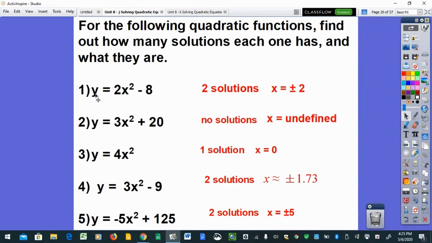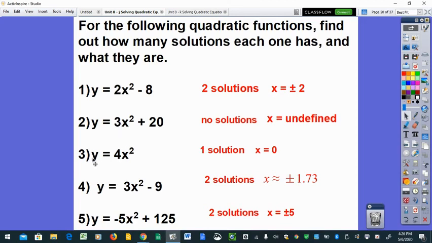In the first case, and in all of these, you're going to put a 0 in for y to represent the x-axis, and then you're going to solve the equation. You would have added 8 and divided by 2 and would have had x squared equals 4. When you take the square root, you should have gotten plus or minus 2, and there would be 2 solutions. Here, you would have put the 0 in, subtracted 20 and divided by 3. You'd have a negative number over here. When you take the square root of a negative, that would be undefined. So this is no solutions. This parabola is opening up, and its vertex is above the x-axis, so it never touches the x-axis.